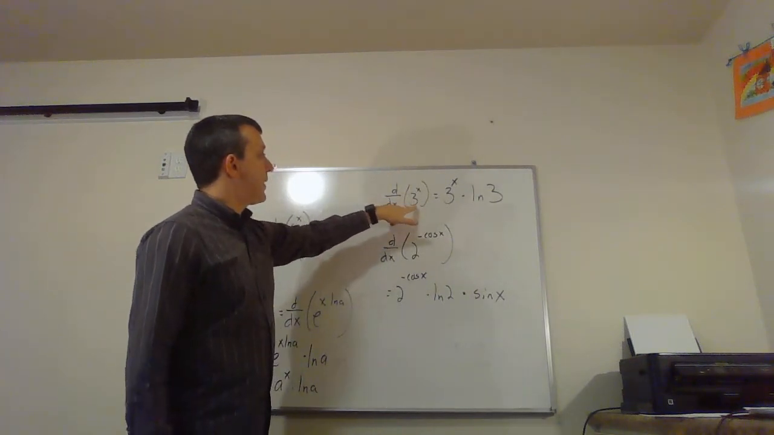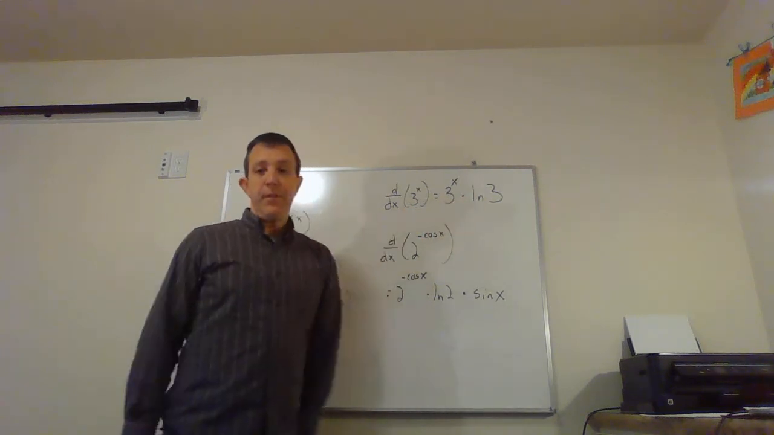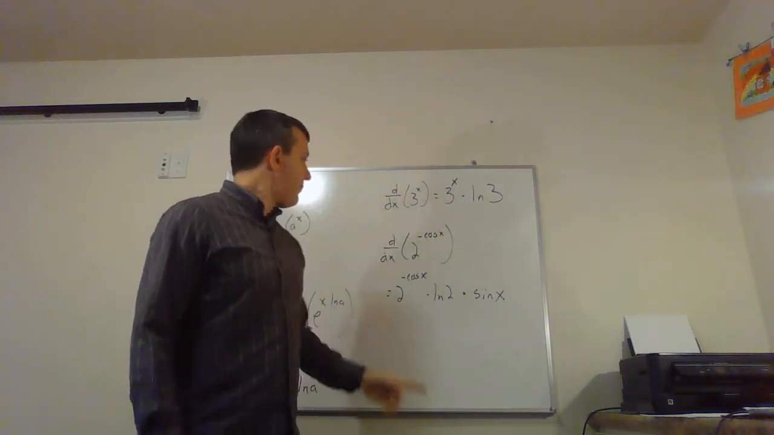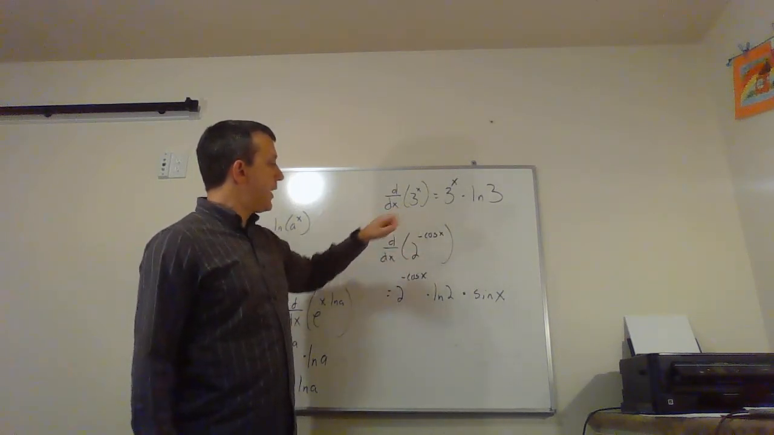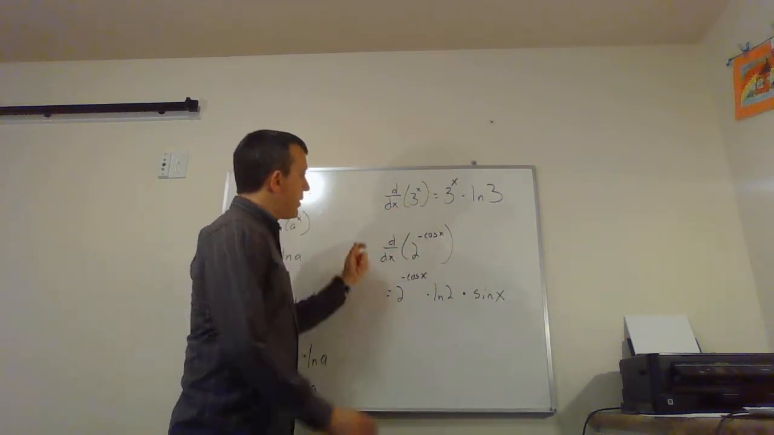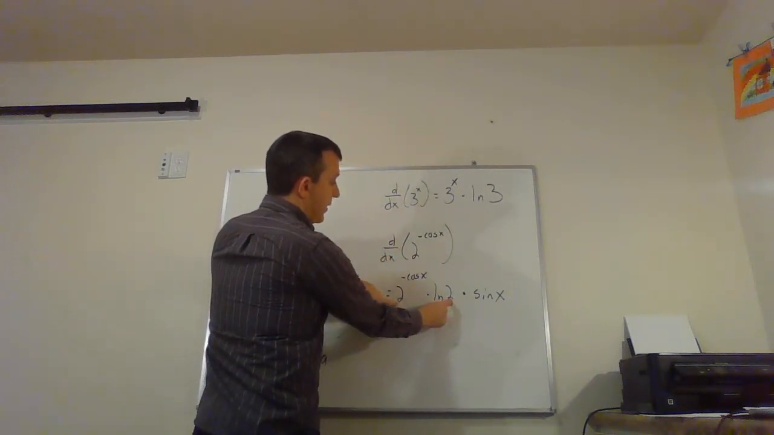The derivative with respect to x of 3 to the x is 3 to the x times the natural log of 3. That's not so bad. And this one's certainly messier. The derivative with respect to x of 2 to the negative cosine x, well, it's going to be 2 to the power times the natural log of 2, that base.